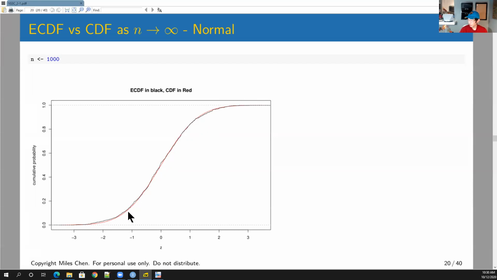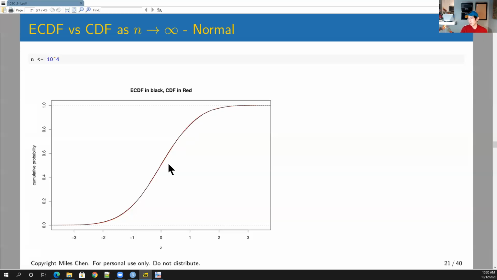And here it is with 1,000. Okay, it's getting even closer. And at 10,000, it's very close. Okay, so it's not perfect, but it gets pretty close. And this is one way to evaluate if the random numbers you've generated are coming from the distribution that you want them to come from.